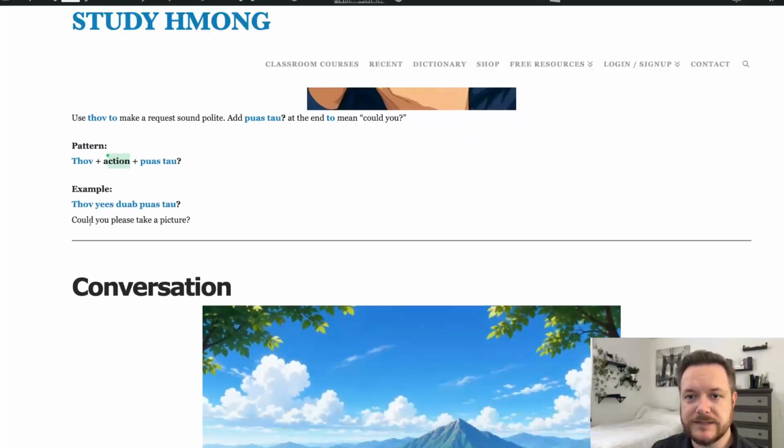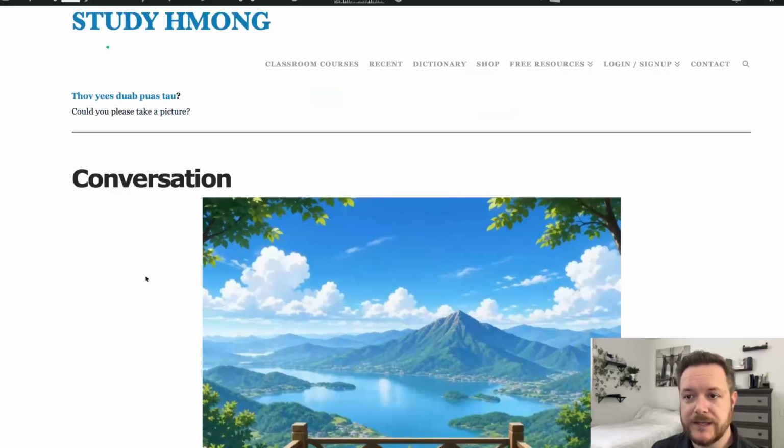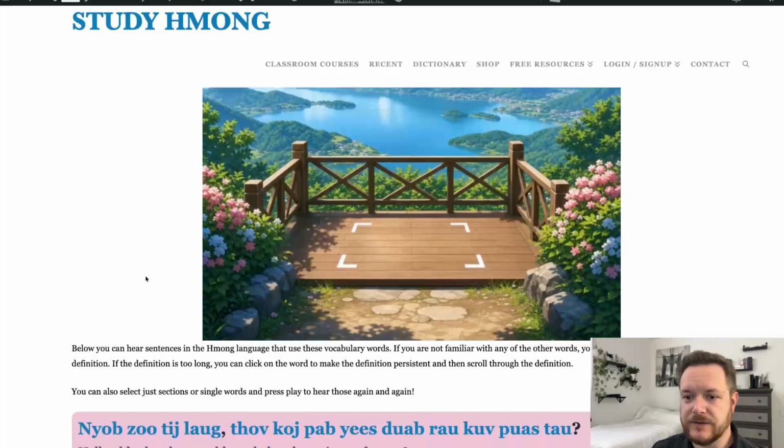So an example sentence, ta ying dua bo tao. Can you please take a picture? Right? So we're going to see that in action here with our conversation.